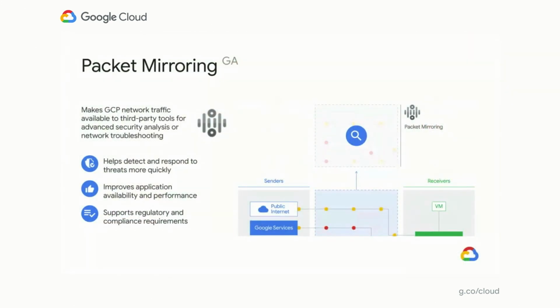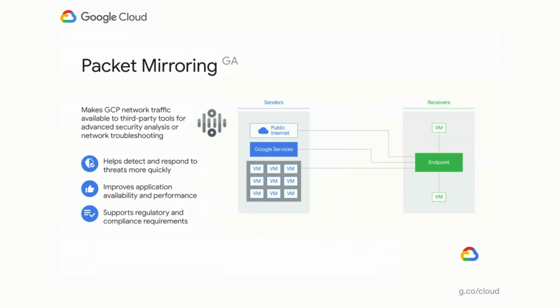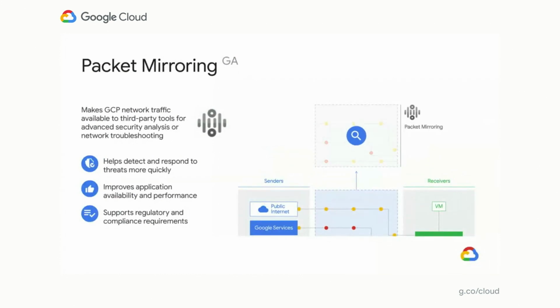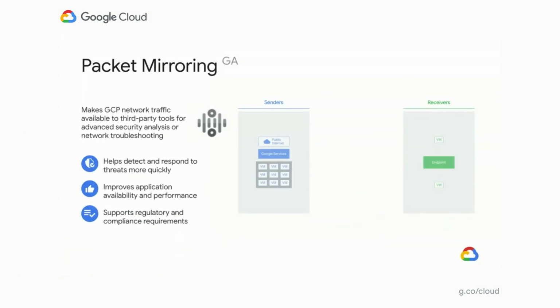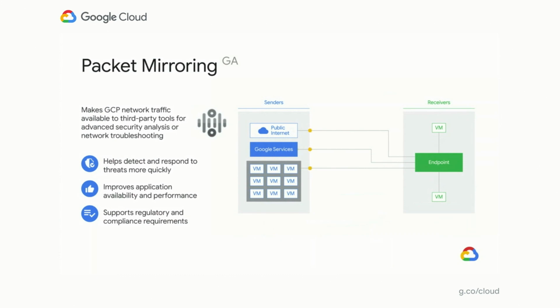GCP packet mirroring is now generally available in all regions for all VM instance types. It can help capture traffic from all different directions: traffic between VM to VM, between VM to Internet, and also between VM to Google services. When combined with intrusion detection systems, it can help users easily detect abnormal traffic patterns and capture emergent risk. It can also help them satisfy compliance requirements and be used for application performance monitoring and troubleshooting purposes.